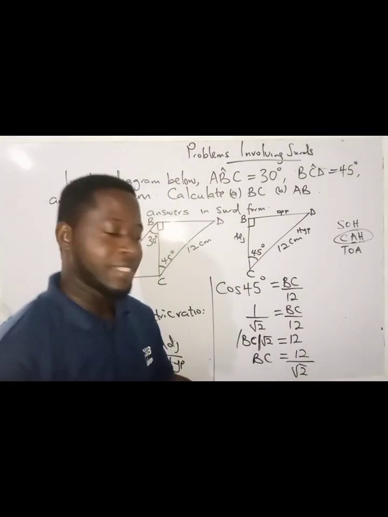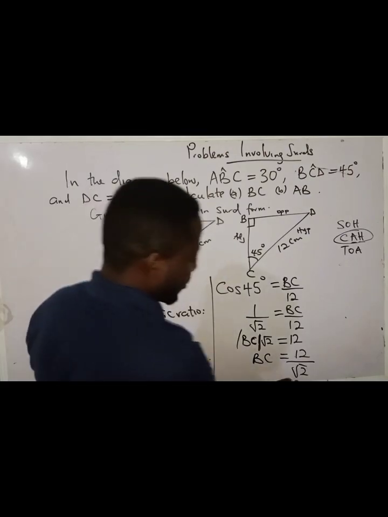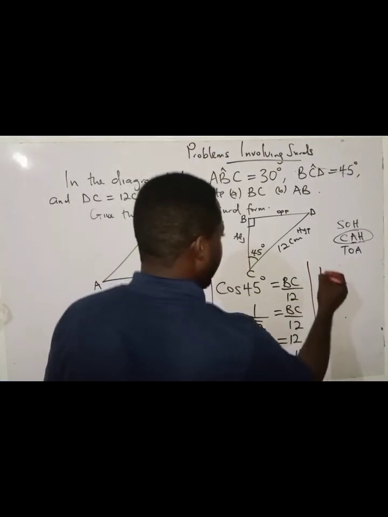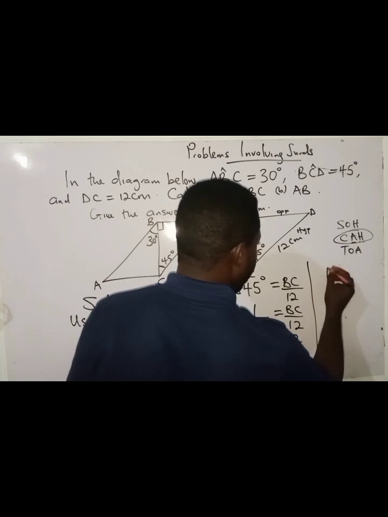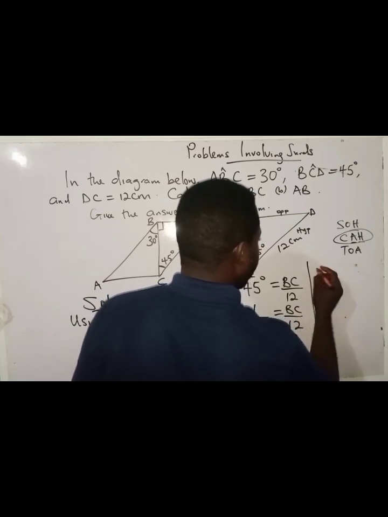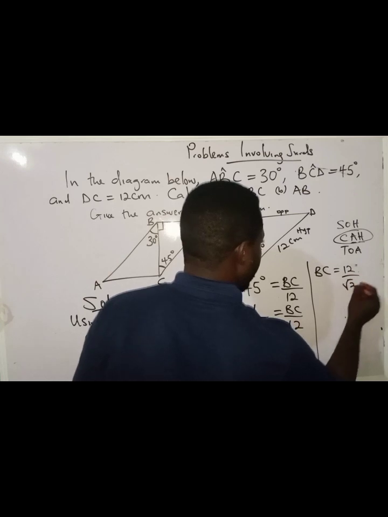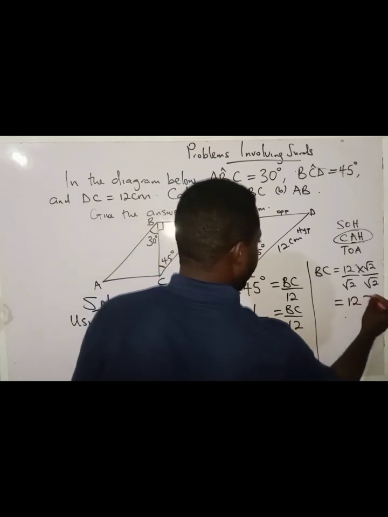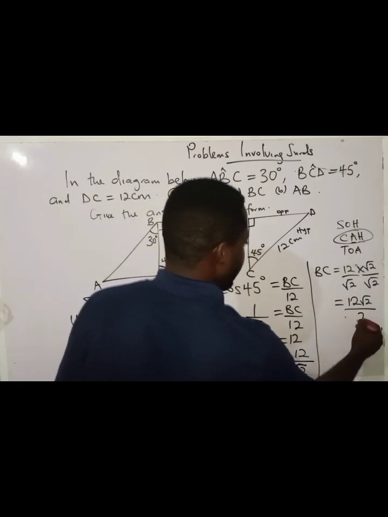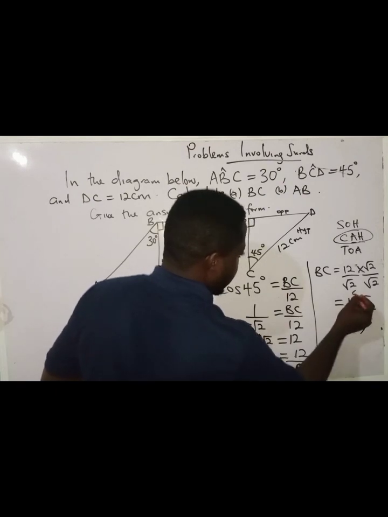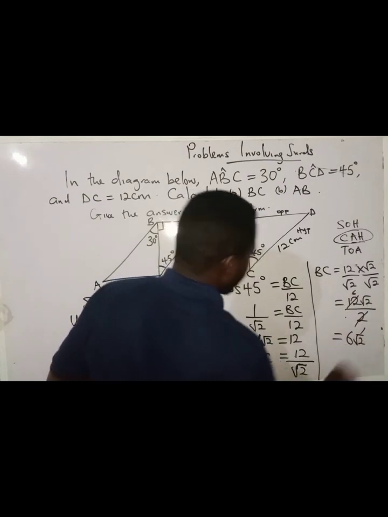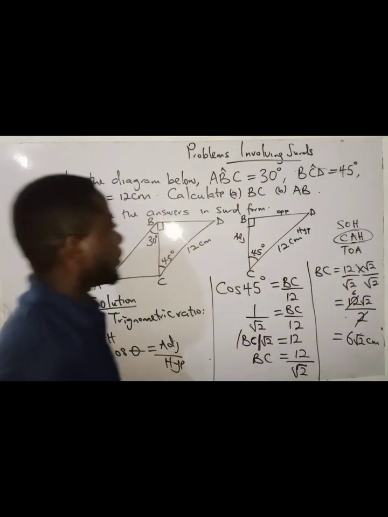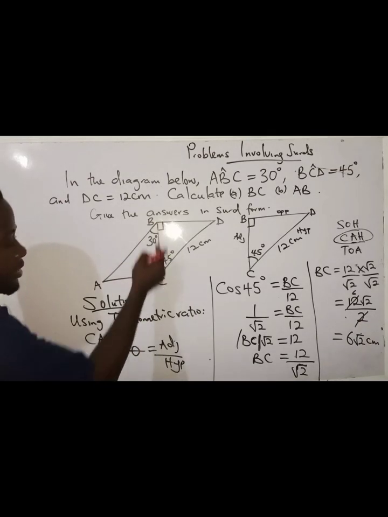Now, can we leave our answer like this? No. The reason is that the denominator is irrational, so it's a surd and we have to rationalize it. To rationalize, BC equals 12 over root 2 times root 2 over root 2. We have 12 root 2 all over root 2 times root 2, which is 2. Now 2 into 12 is 6, so our answer is 6 root 2. Don't forget to put your measurement, which is centimeters. So the final answer is 6 root 2 centimeters. So the side BC is 6 root 2 centimeters.